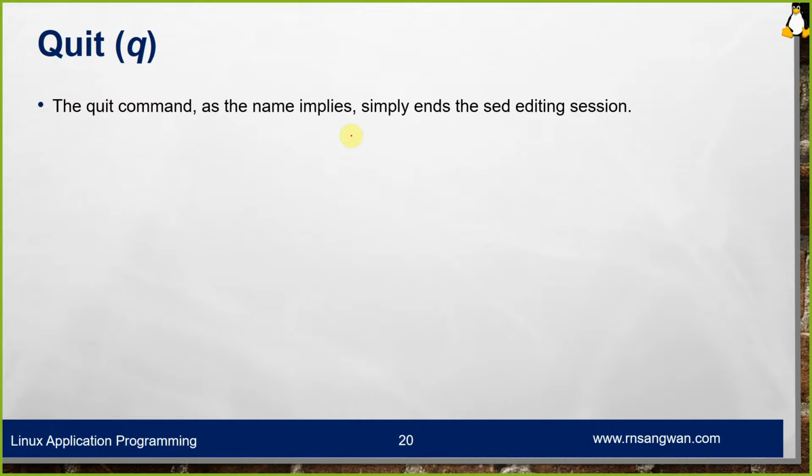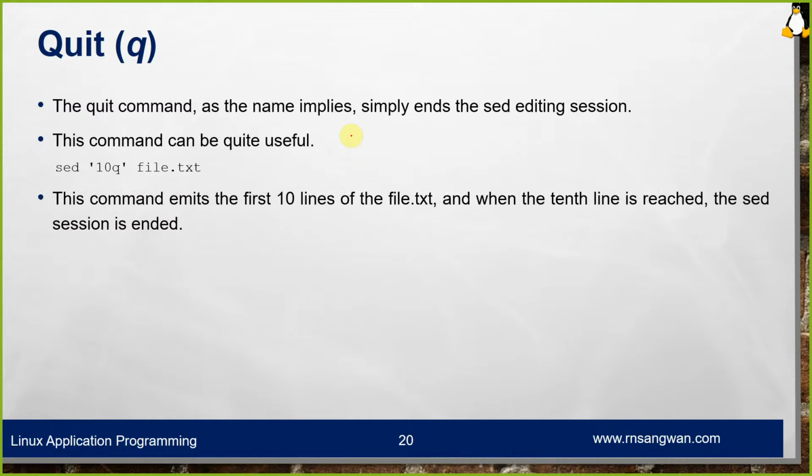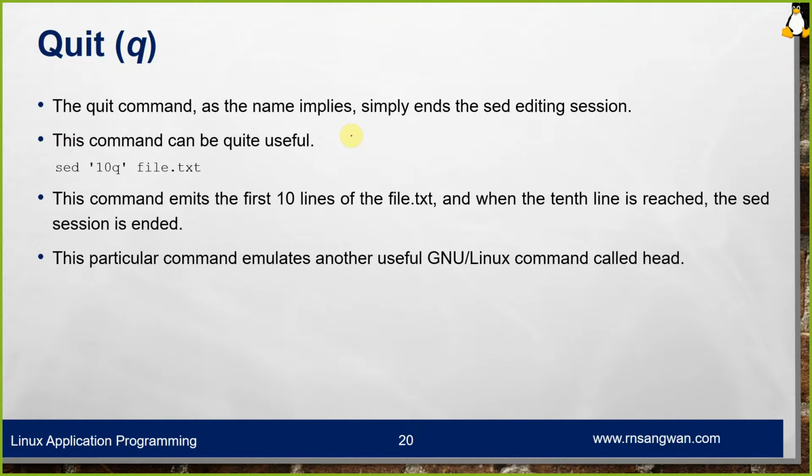Then we have quit. The quit command is the same as the name implies, it simply ends the SED session. This command can be quite useful, like 10q file.txt. This command prints the first 10 lines of the file.txt. When the 10th line is reached, the SED command simply quits. This particular command emulates another useful UNIX command called the head command.